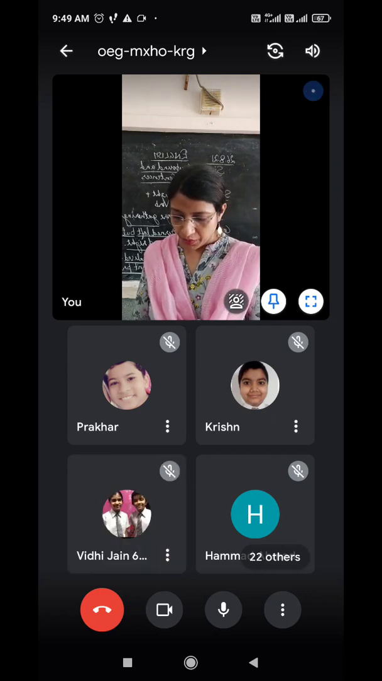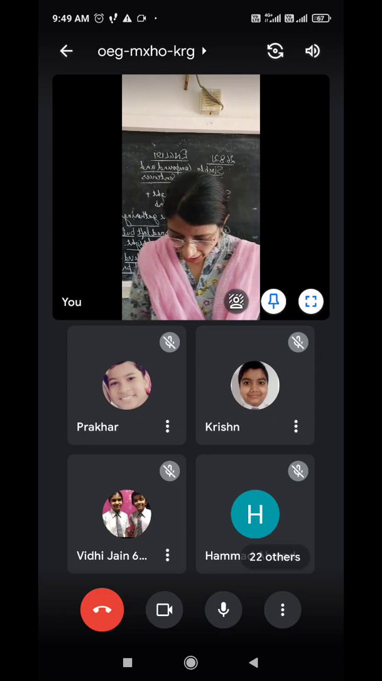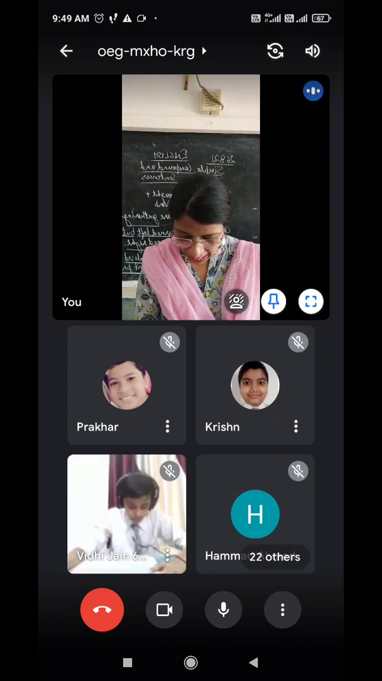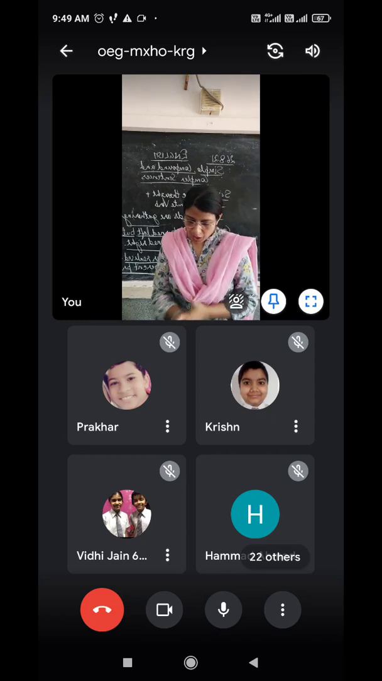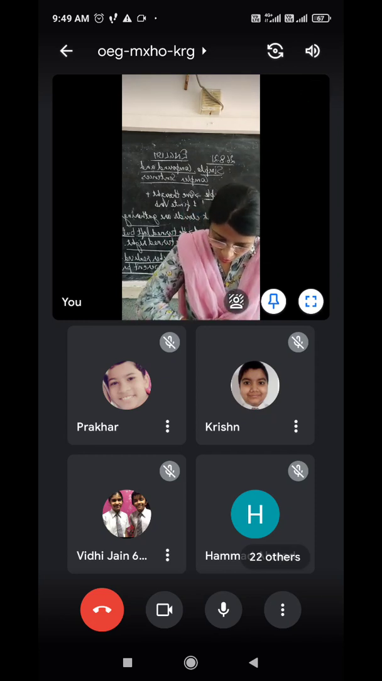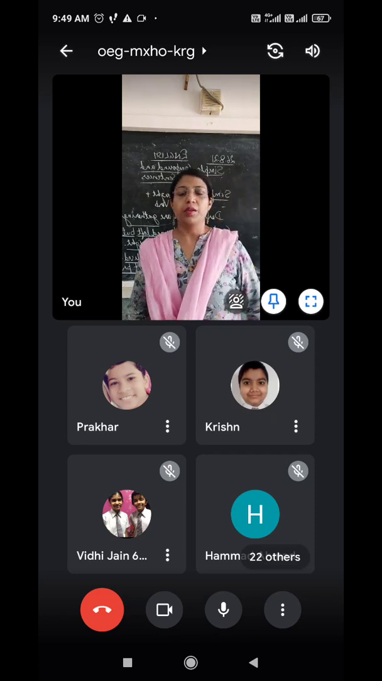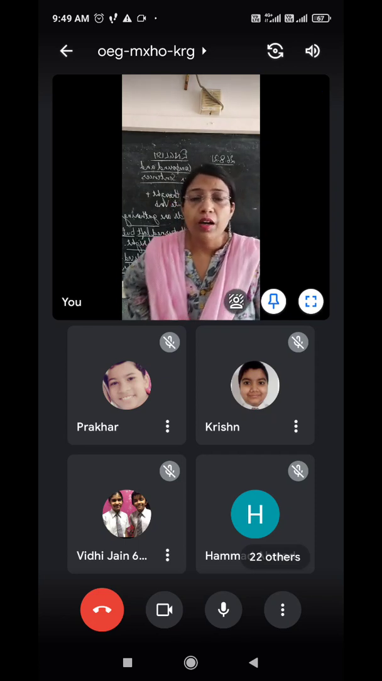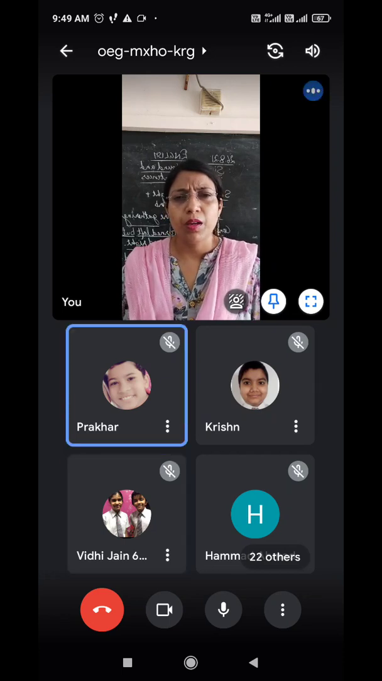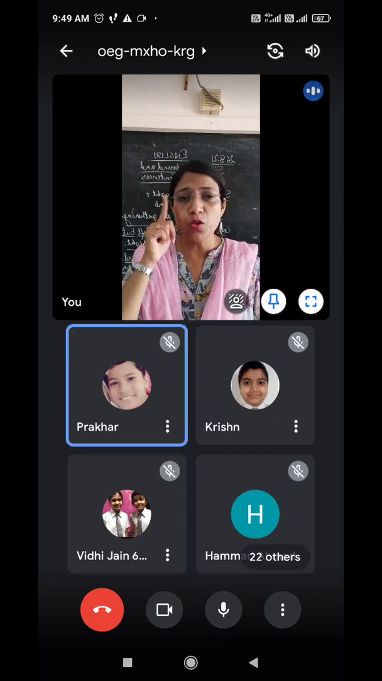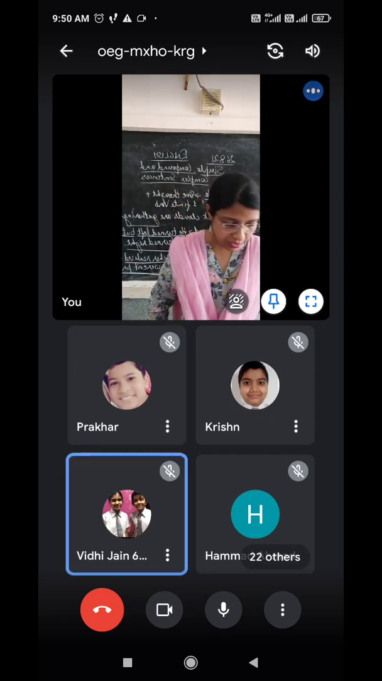Okay. Let's try to do the exercise here. Identify these sentences as simple, compound or complex. First one. What goes up comes down. Ma'am, compound sentence. Compound. It was not clear at all. What do you think? Complex. It is complex.